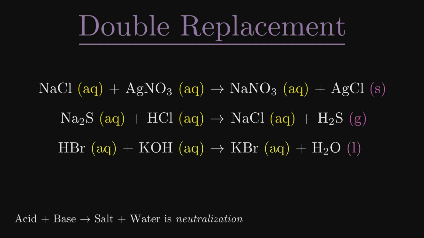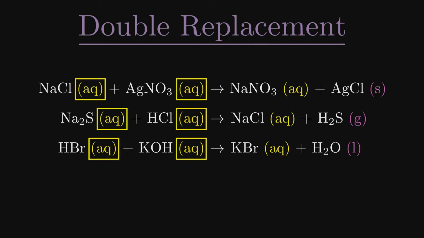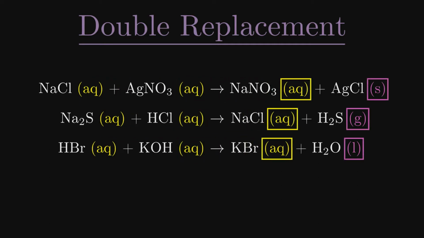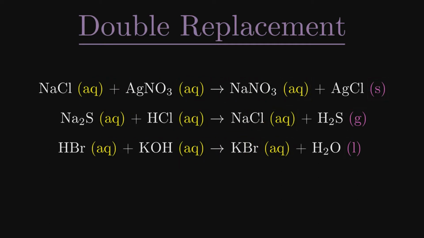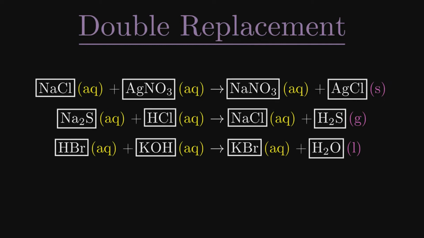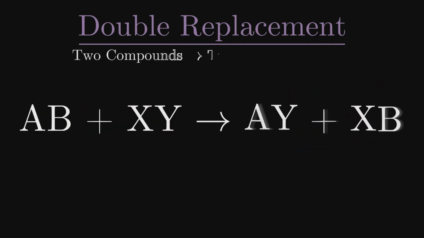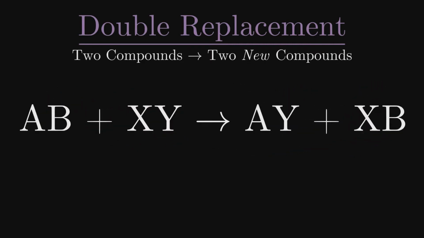There are a few ways to distinguish this reaction from the others. First, we find 2 reactants in solution. Next, 2 products, one is in solution, and the other definitely not. Finally, the reactants and products are all compounds, no single elements involved. The general equation is AB plus XY yields AY plus XB. There are 2 reactants, 2 products, and at least 2 elements in each substance.